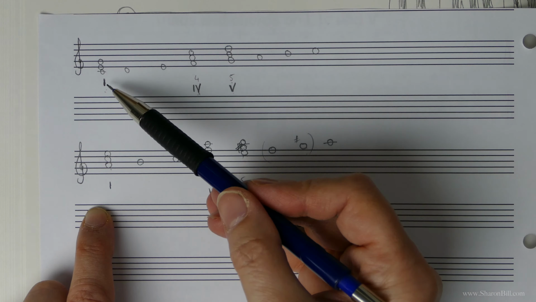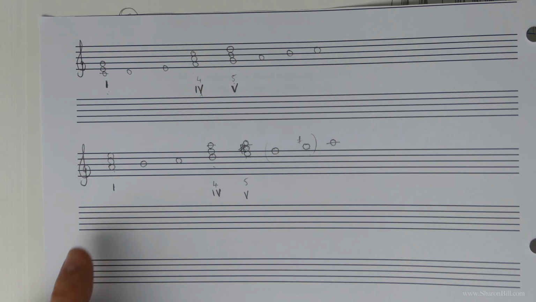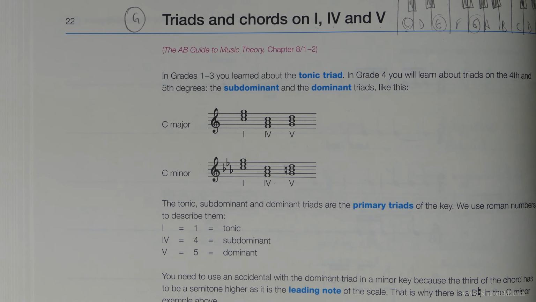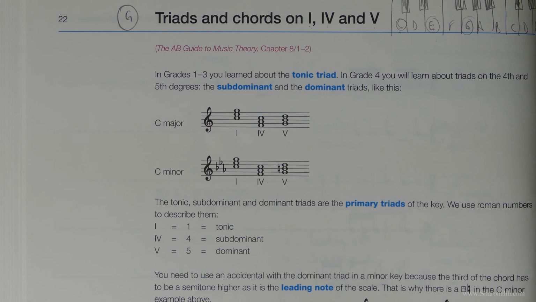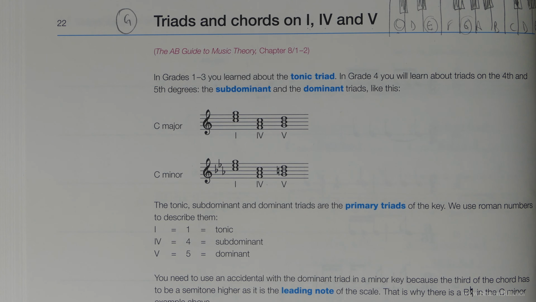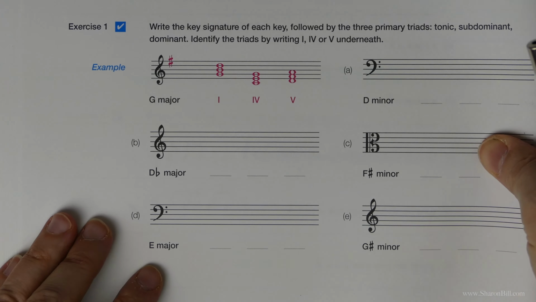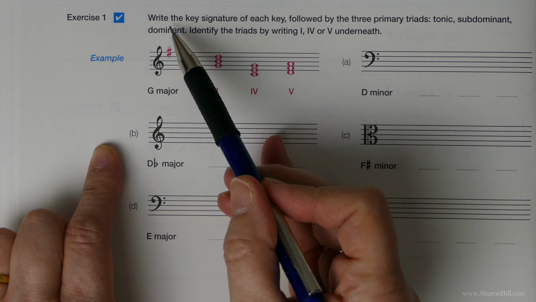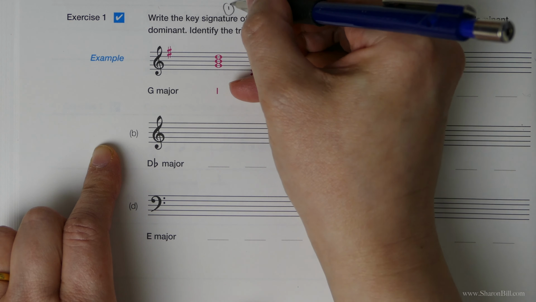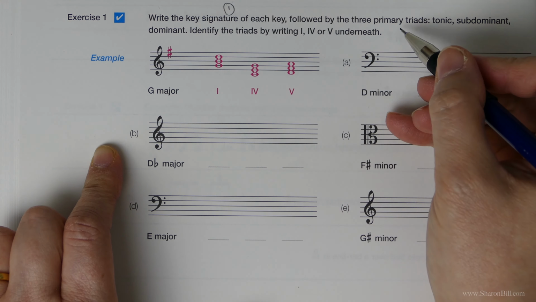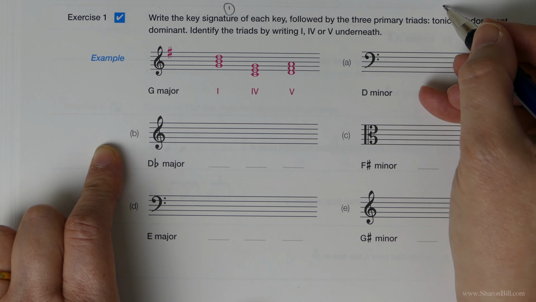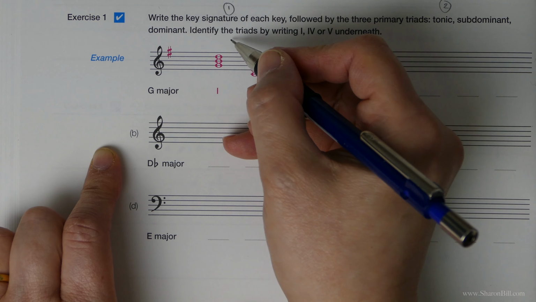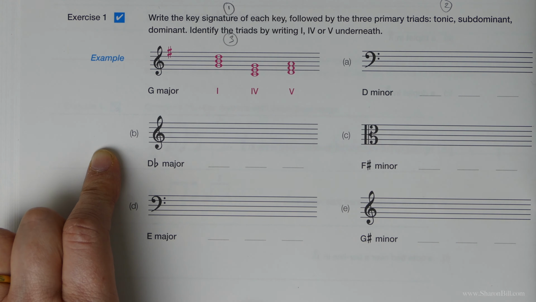So there we go, we can see we can build a chord on notes 1, 4 and 5 in the major and the minor key, and they will now give you the foundation for every single piece of music that you'll be studying, and that's the basis for all harmonic analysis. And so exercise 1 is just getting to grips with moving between these triads. So we need to write the key signature of each key that we've been told to give, and then we need to write the 3 primary triads, and then we need to identify them by giving the Roman numerals underneath.